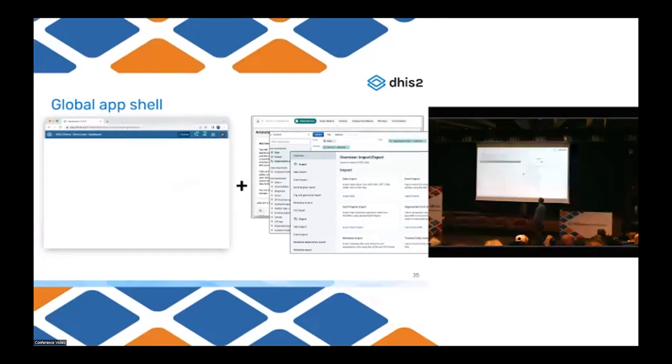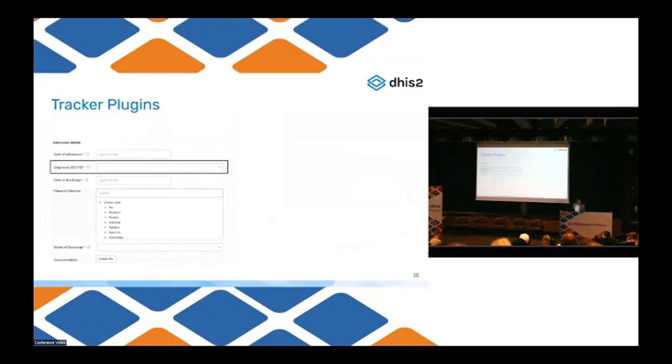And what we're moving towards is being able to make that consistent across all of the different applications within a particular instance by furthering that separation and allowing the app shell to be updated independently and to be global across your entire instance. So this is one way that we're addressing this as well. And this also helps to provide a consistent user experience and a usable experience for the users of DHIS2 in different contexts. Another way is by introducing tracker plugins.